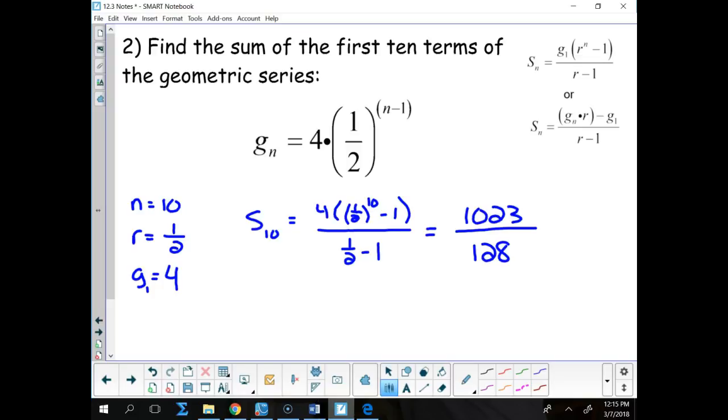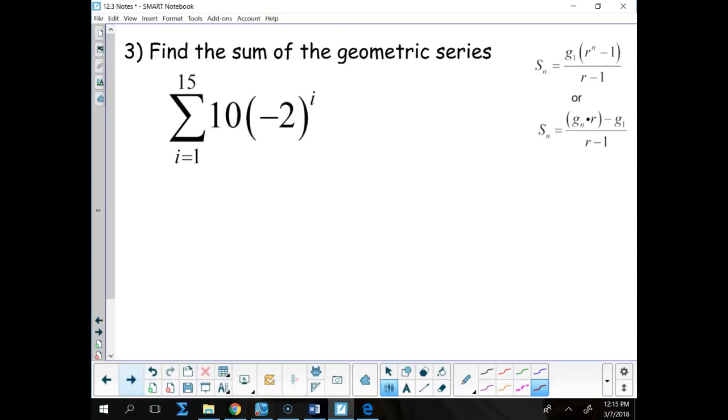Go for it. Which formula do you want to use? Top or bottom? Bottom, shake it up a little bit?